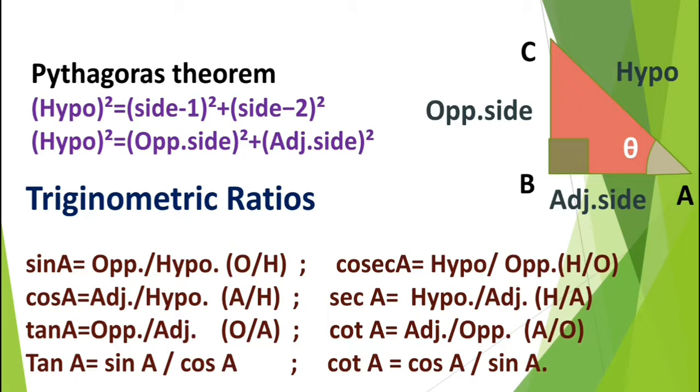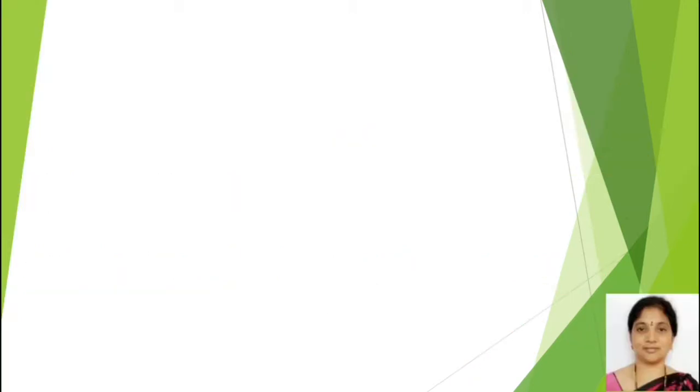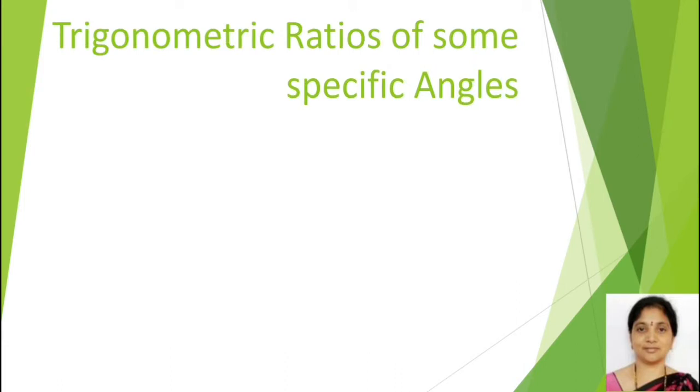Cot A is equal to adjacent side by opposite side, and tan A can also be written as sin A by cos A, and similarly cot A can also be written as cos A by sin A. We have to remember all these formulas. After that, in this session we are going to discuss trigonometric ratios of some specific angles. We already know about the isosceles right angle triangle and the right angle triangle with angles 30 degrees, 60 degrees and 90 degrees. So here we are using those concepts to find the trigonometric ratios of particular specific angles.